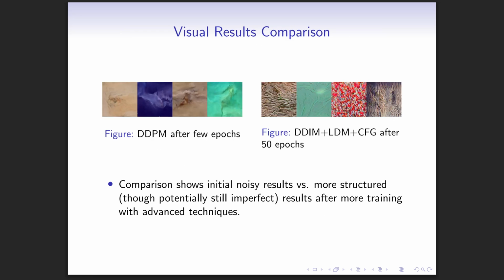So that's our visual results comparison in a very early stage. We are still working on it, and we will get better results in our final report, I think. So you can see the difference early here. Early DDPM results are often noisy. Our combined approach, DDIM with LDM and CFG, after more training shows much better structure and coherence. That's the result after 50 epochs. So that demonstrates the effectiveness of these techniques together.